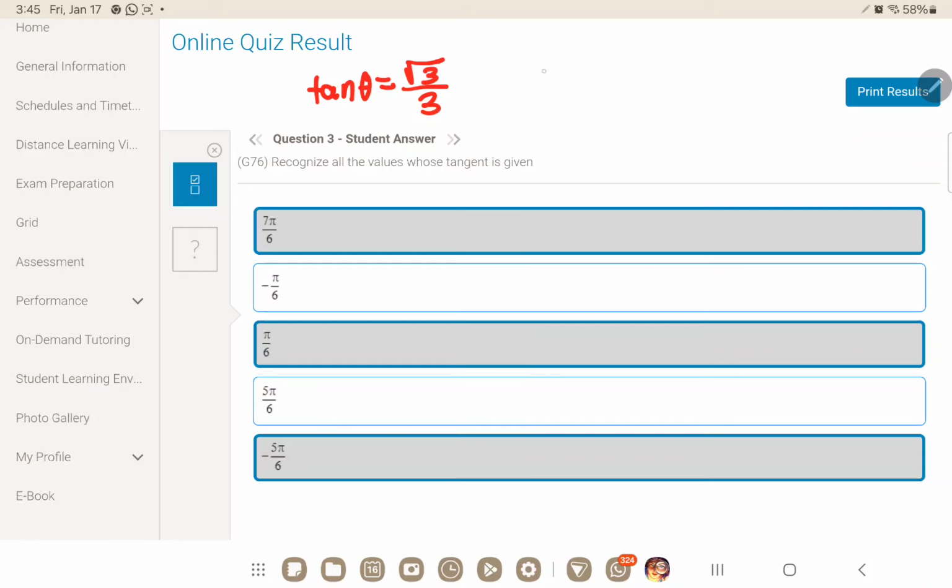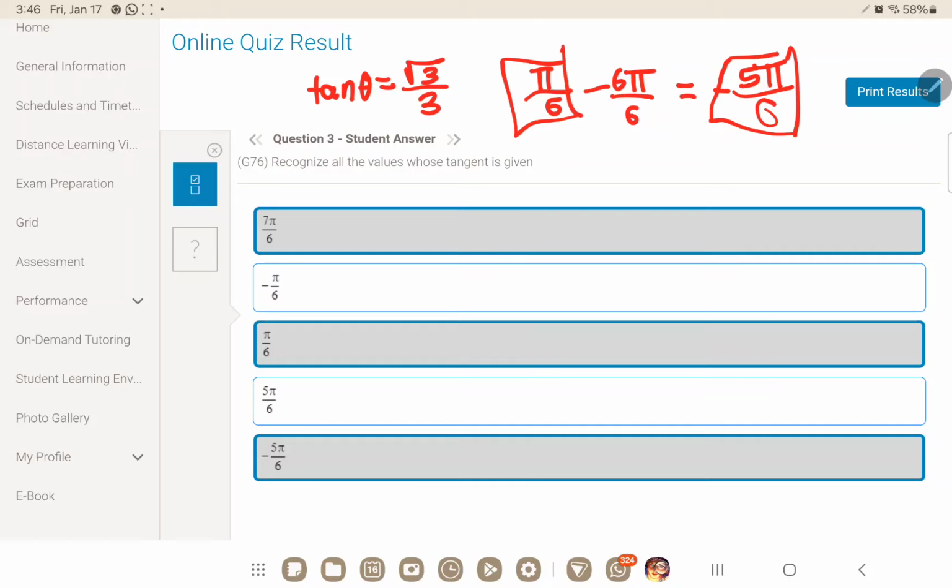So we know that pi over 6 is our first correct option. Now what you need to do is pi over 6 minus pi to get your second angle. Minus pi, which is minus 6 pi over 6, same thing. So you're going to get negative 5 pi over 6. That's your second angle. So now you have these two angles that are correct angles for sure.